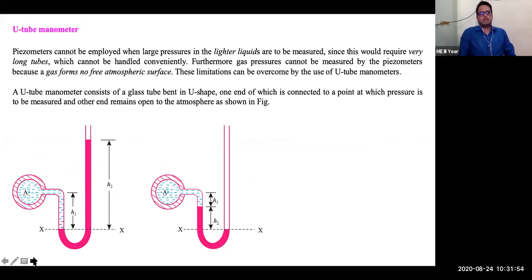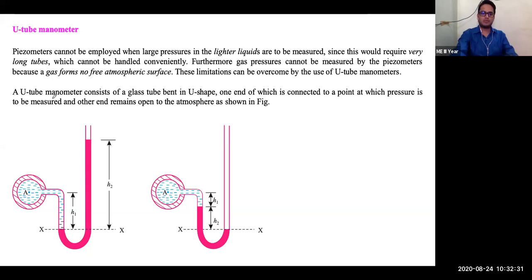Now see what is U-tube manometer. Very important topic. All of you listen carefully, pay attention, because one numerical from this U-tube manometer is generally asked in many competitive examinations. Whatever disadvantages we have seen in our simple manometer, or piezometer also we can say, will be overcome with this U-tube manometer.